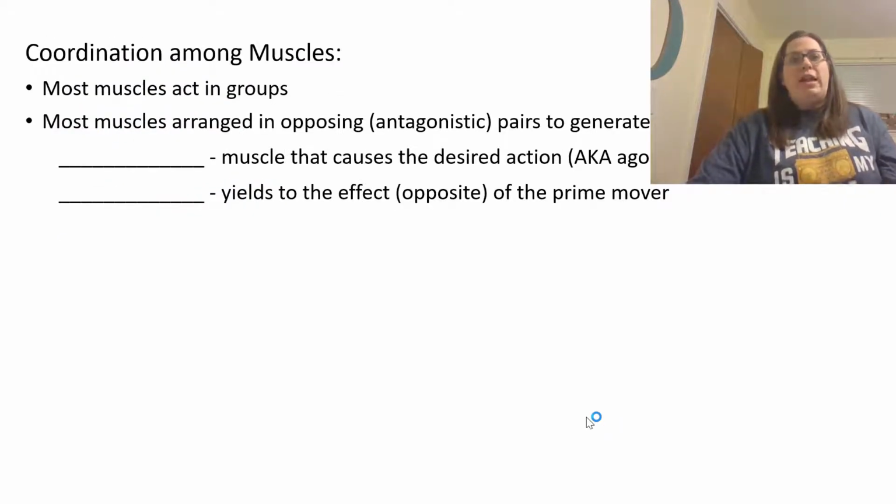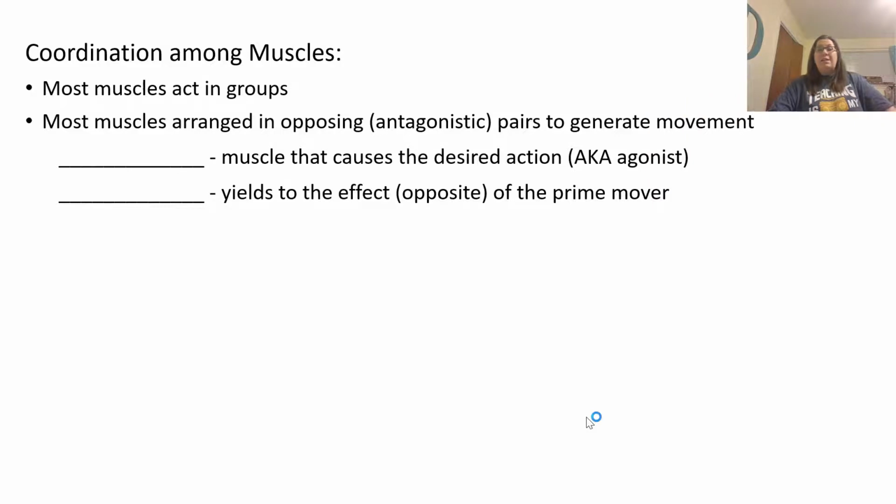So guys, this coordination among muscles: most muscles do act in groups. Most muscles are arranged in opposing, or what we call antagonistic, pairs in order to generate movements. The prime mover is the muscle that causes the desired action, so it's known as the agonist. However, the antagonist is going to yield the effect opposite of the prime mover.